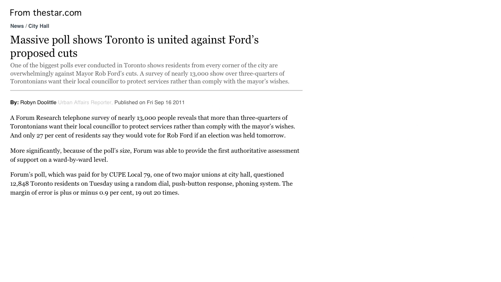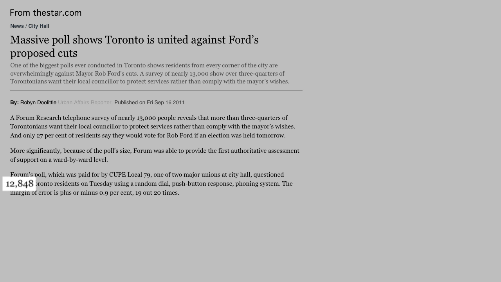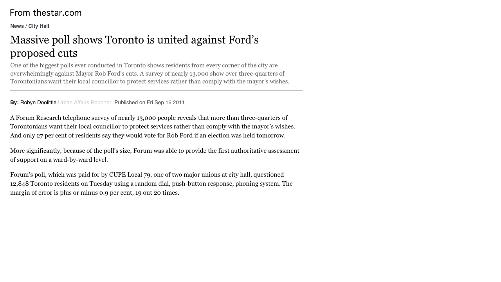Here's another City of Toronto poll from the Toronto Star. As the headline says, this one was massive. They surveyed 12,848 people. Why did they include so many people in their sample?